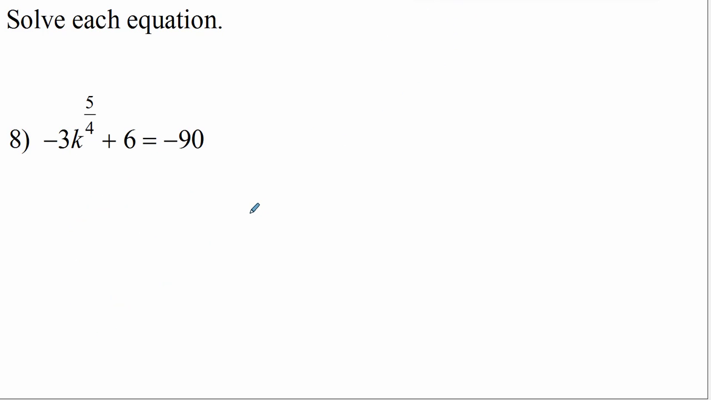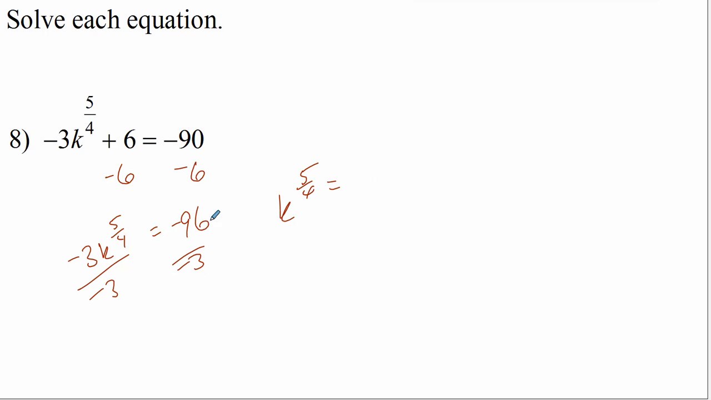Okay, let's look at number 8 here. This will be the last question that we do in this video. So I want to isolate. And how do I isolate first? I need to minus this and minus this. So I get negative 3k to the 5/4 equals negative 96. Is this isolated for the value of the exponent? No, because the k has only the exponent, so I have to divide by negative 3 there. So k to the 5/4 equals negative 96 divided by negative 3, which is positive 32.